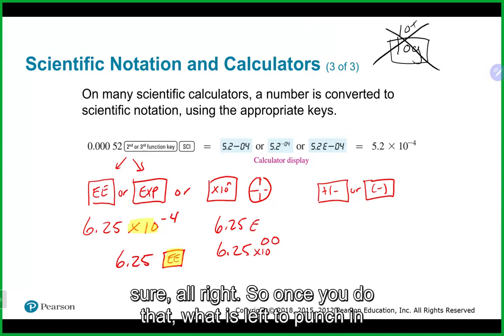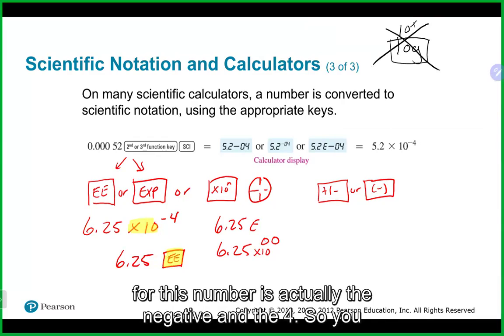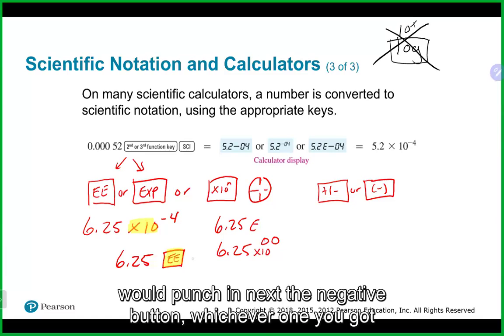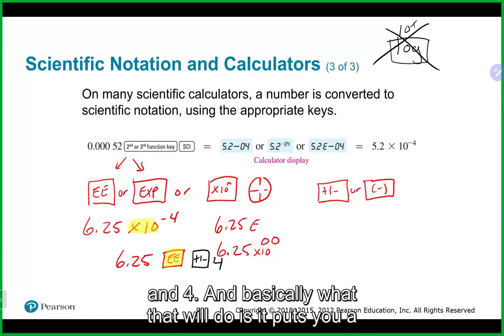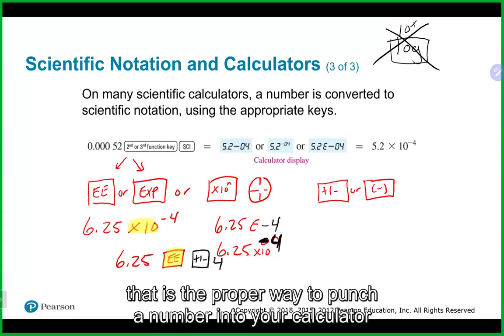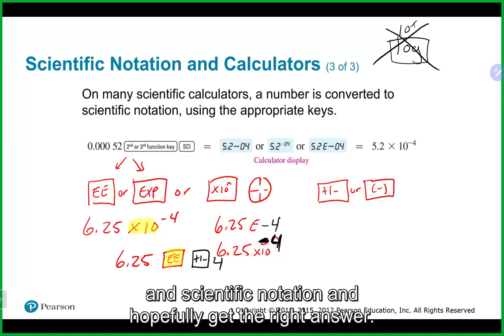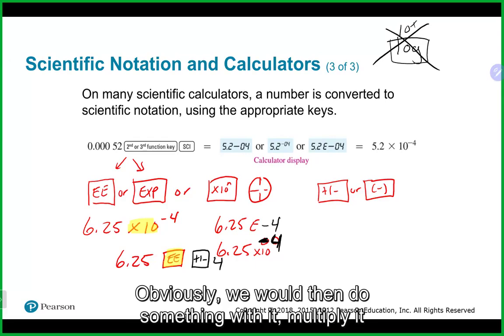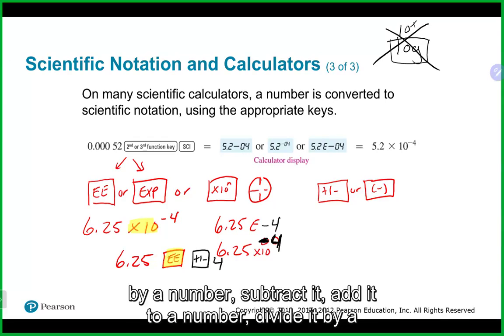All right, so once you do that, what is left to punch in for this number is the negative and the 4. So you would punch in next the negative button, whichever one you have, and 4. Basically, that gives you a negative 4. And that is the proper way to punch a number into your calculator in scientific notation and hopefully get the right answer. Obviously, we would then do something with it: multiply it by a number, subtract it, add it to a number, divide it by a number.